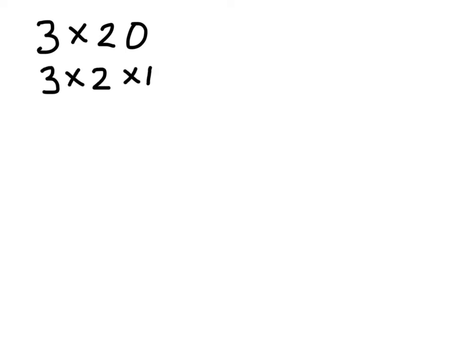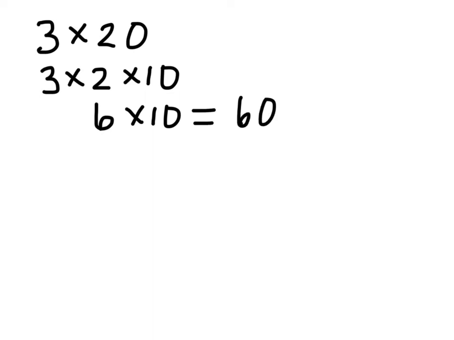Now let's work on multiplying decimals by multiples of 10. Let's start by reviewing the idea of breaking apart numbers to multiply whole numbers. So what if we wanted to take 3 times 20? We could actually break apart the 2 and the 10 that make up the 20 to rewrite this problem as 3 times 2 times 10. Then we can simply take 3 times 2 to get 6 and easily multiply 6 by 10 to get 60.